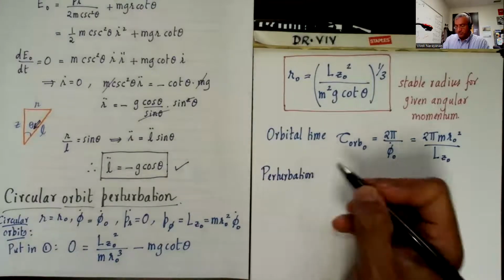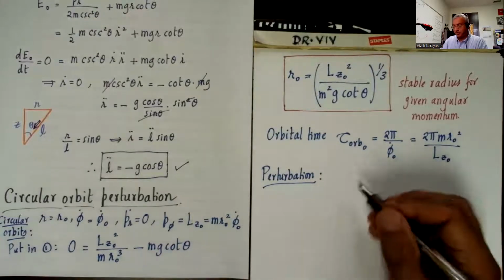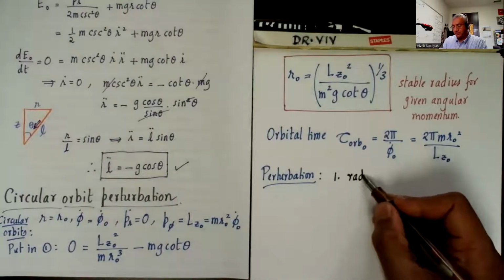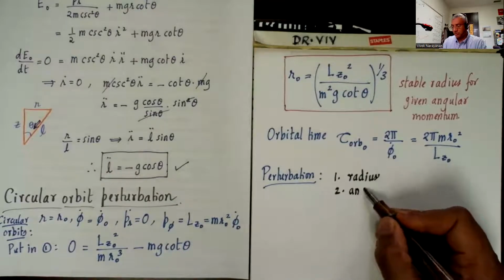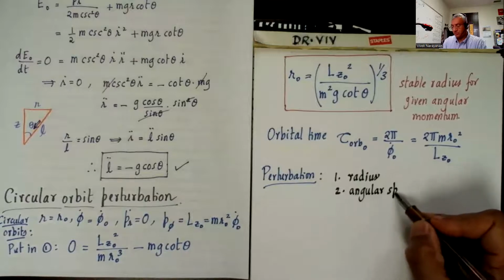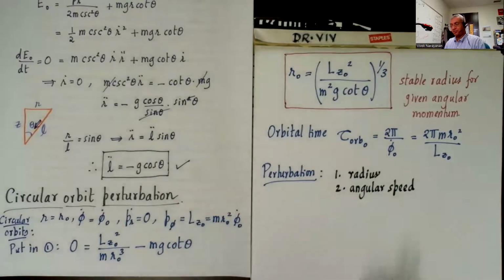The perturbation has two parts. You can perturb the radius, and you can perturb the angular speed. Both of those things should be looked at in a perturbation analysis. So let me write down the two things to be perturbed: one, the radius, and two, the angular speed. For a circular orbit, the radius is fixed and the angular speed is fixed. But if you perturb it, both of those two things will change. And we have to assess if the change is stable or unstable. So the stability of perturbation is what we are up to here.